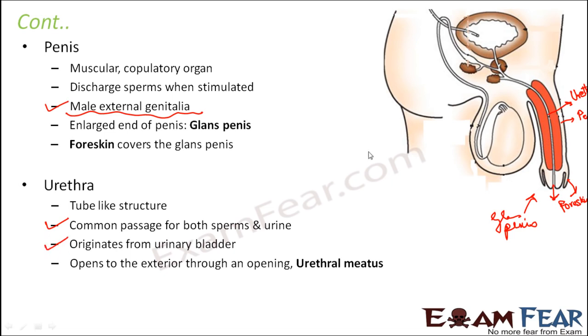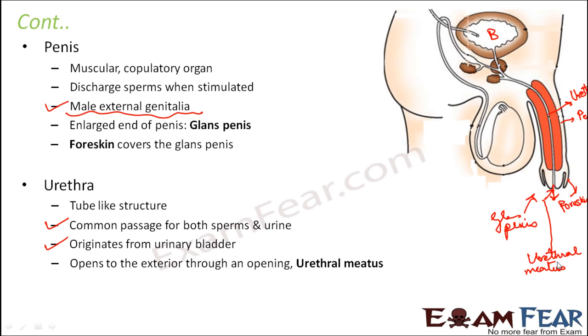It originates from the urinary bladder. If you see, it is originating from the bladder. This is the bladder and this is the urethra. It originates from here, and it opens to the exterior through an opening called urethral meatus. This opening here which you see is called urethral meatus. That is a tiny pore towards one end of the urethra. So this urethra passes through the penis and then opens to the outside.